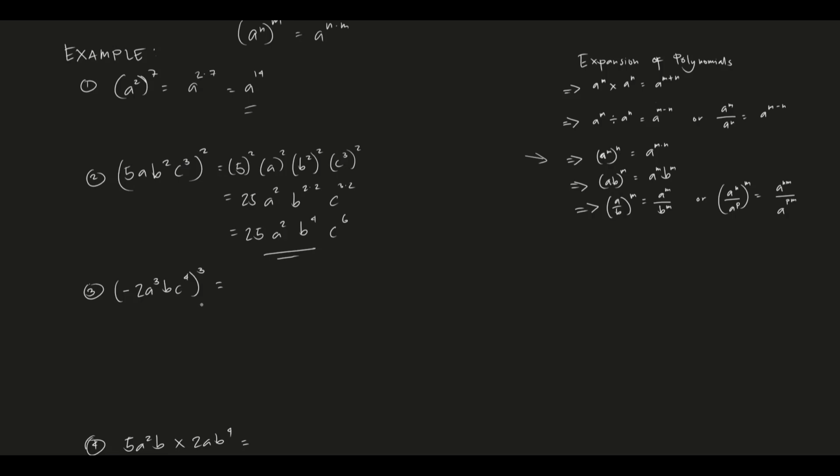Third example, we have here negative 2 a cubed b times c raised to the 4, all raised to the 3. So again, let's distribute this power of 3 to each one of them. So negative 2 raised to the 3 times a raised to the 3, and again raised to the 3 times b raised to the 3, then c raised to the 4 raised to the 3.